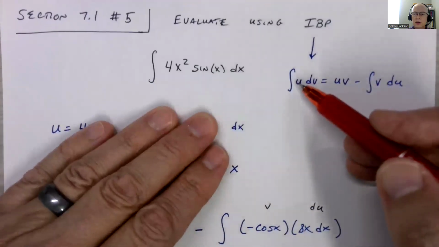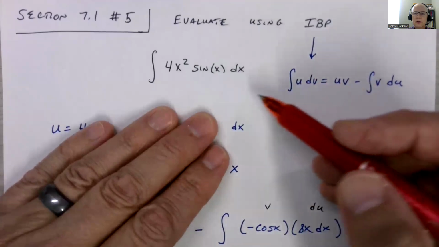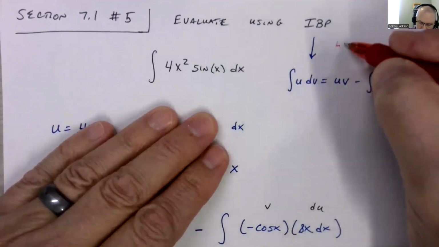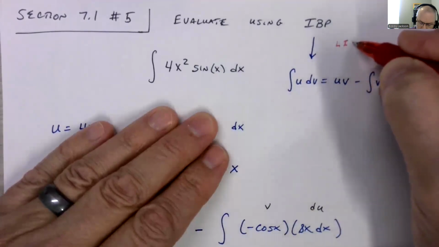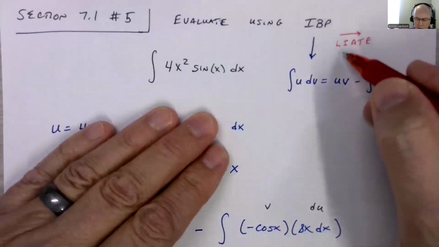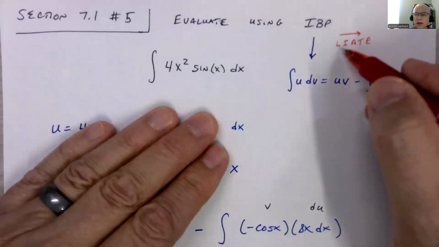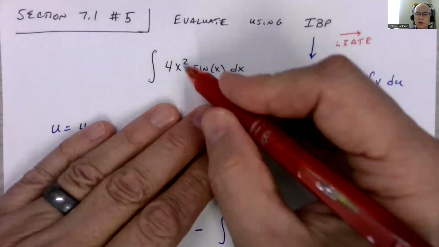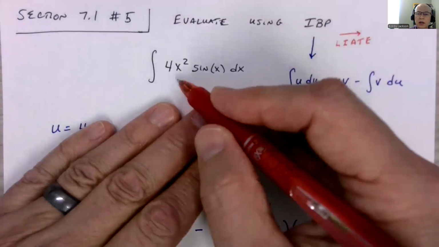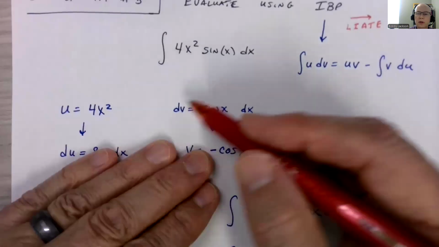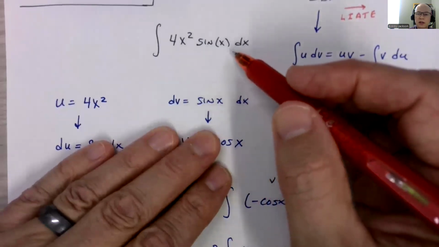So we want to integrate u dv. What's our choice for u? Well, remember the acronym LIATE: log, inverse trig, algebraic, trig, exponential. Starting from left to right, we would choose log first. There's no log function. Inverse trig, no inverse trig function. Algebraic, yeah, the 4x squared. So we'll stop. We'll choose u to be 4x squared. dv is everything else, sine x dx.